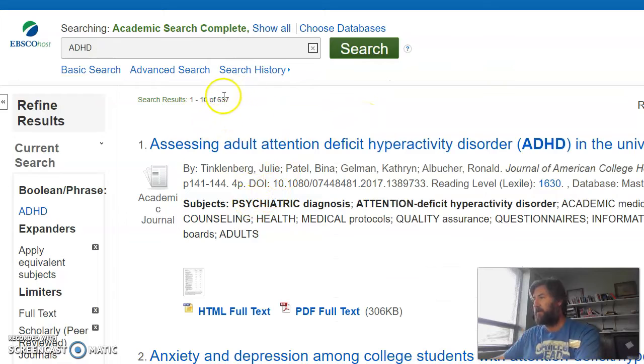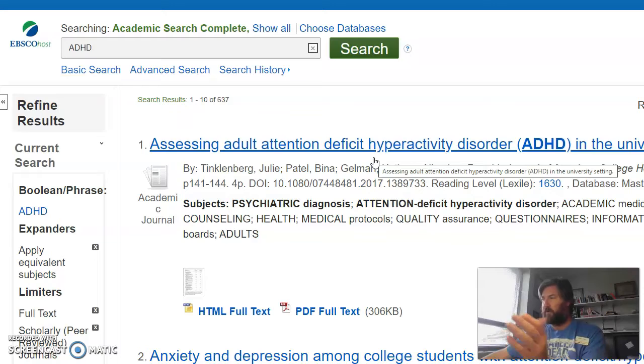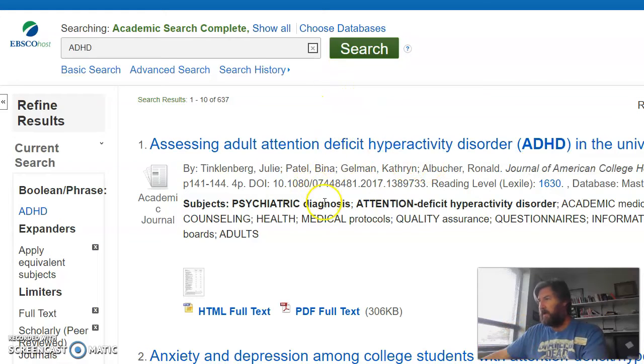Okay, now we have 637 results. That's perfect because you can look through that. It's a decent number, and we're zeroing in on the topic. So, assessing attention deficit hyperactivity disorder in the university setting. Now what I'm looking for is the amount of pages I want to read. This is 3 pages, or 4 pages, which might be short.